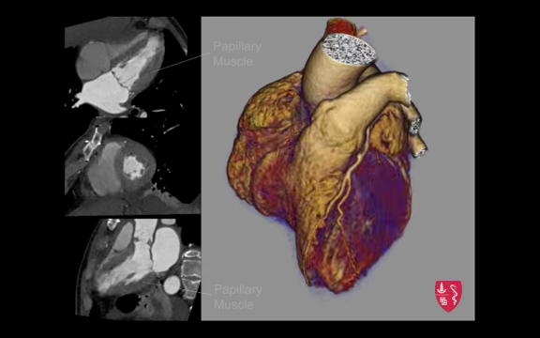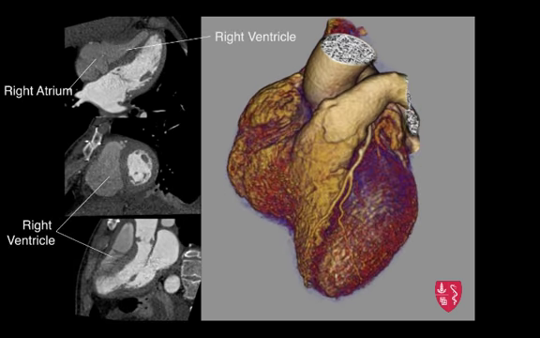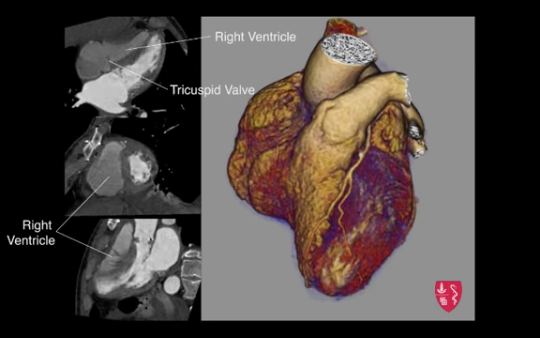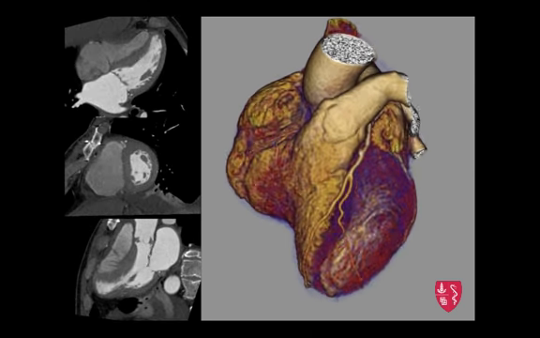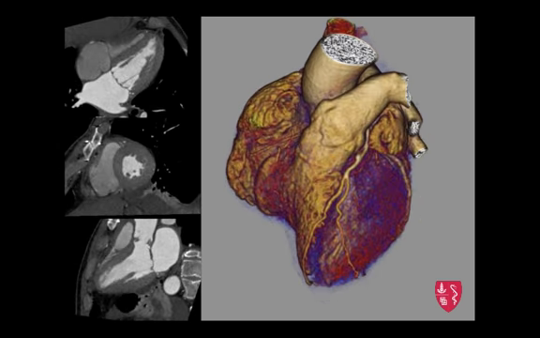By slowing down the heart, we can see the papillary muscles, as well as the right ventricle and right atrium, as well as blood flowing through the tricuspid valve. By slowing down the video, we can see both the contractile or systolic phase, as well as the relaxing or diastolic phases of the heart rhythm.